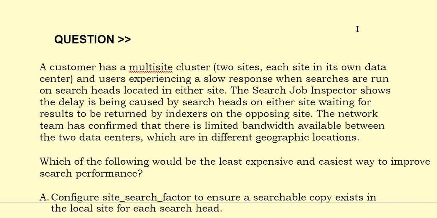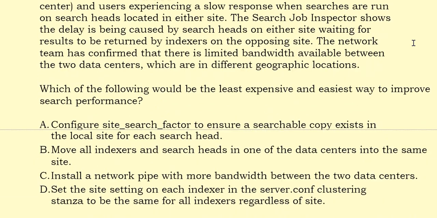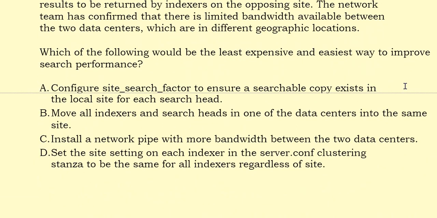Which of the following could be the least expensive and easiest way to improve search performance? Option A, configure site_search_factor to ensure a searchable copy exists in the local site for each search head. Option B, move all indexers and search heads in one of the data centers into the same site. Option C, install a network pipe with more bandwidth between the two data centers. Option D, set the site setting on each indexer in the server.conf clustering stanza to be the same for all indexers regardless of site.